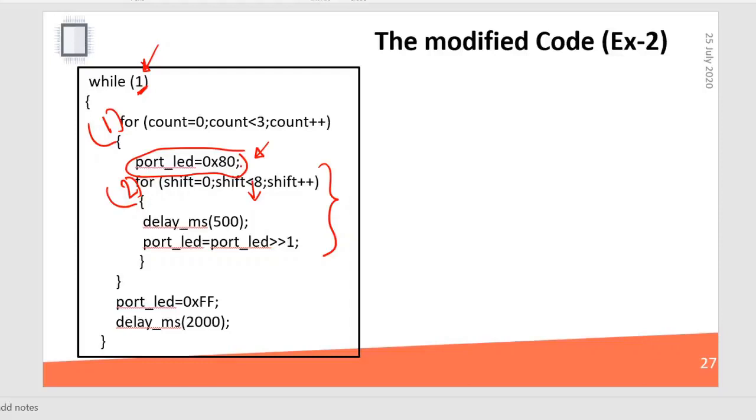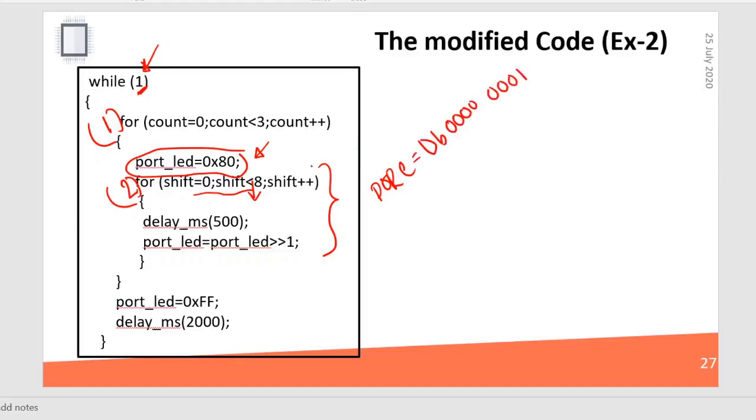That means after the MSB LED, the 6th LED will be glowing, then after another half second the 5th LED will be glowing, and this loop will continue from shift equal to 0 to shift less than 8, that means 7 times. So after the 7 times this for loop has executed, the port C will be this.